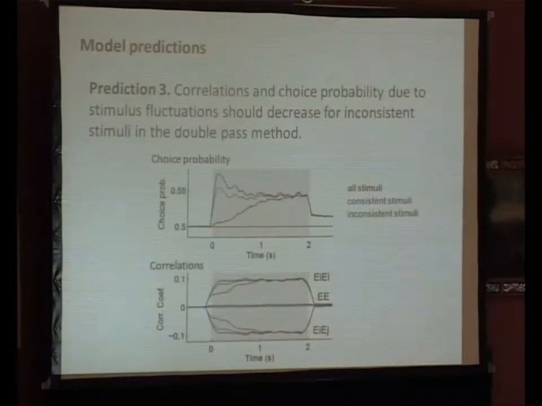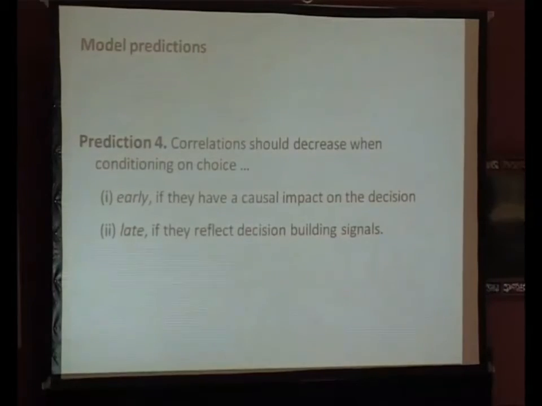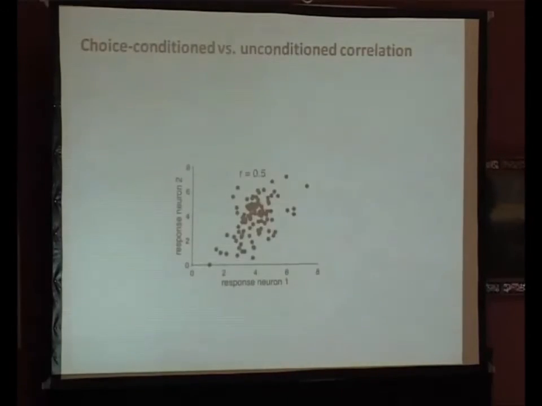Yeah. Okay. So prediction 4 is about choice-conditioned correlations. Again, we are separating trials depending on the choice, and we then calculate the correlations just for preferred choices or for non-preferred choices. The prediction of the model is that if there's a top-down signal, like this combination of bottom-up and top-down signal, we should see a decrease in the correlations throughout the trial. If there's just an early component, then we should see the decrease there.